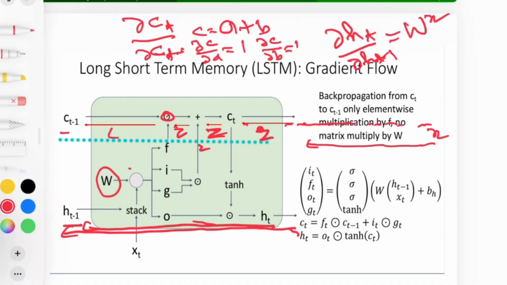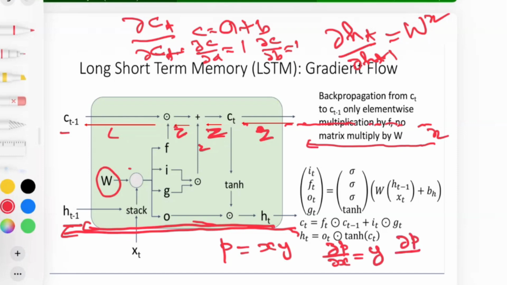Now let's come to this part. The second part is where we have multiplication, and this is element wise multiplication. Now whenever you have multiplication, if I'm writing p equal to x into y, what is the local gradient with every variable? If I write del p by del x, this will be y, and del p by del y, this will be x. So while calculating the gradient, the values get exchanged. With respect to x, you will get y. With respect to y, you will get x.